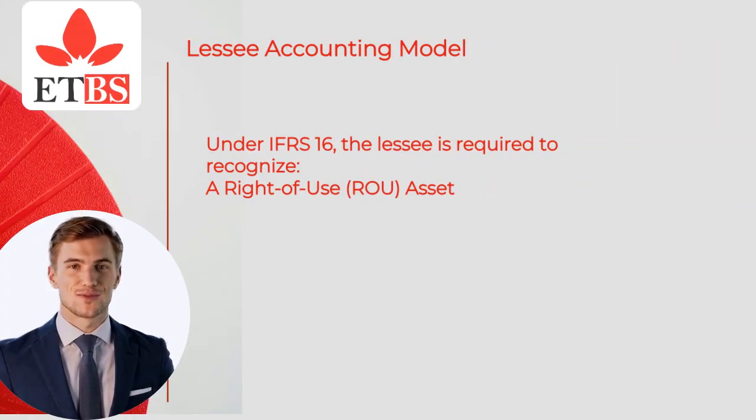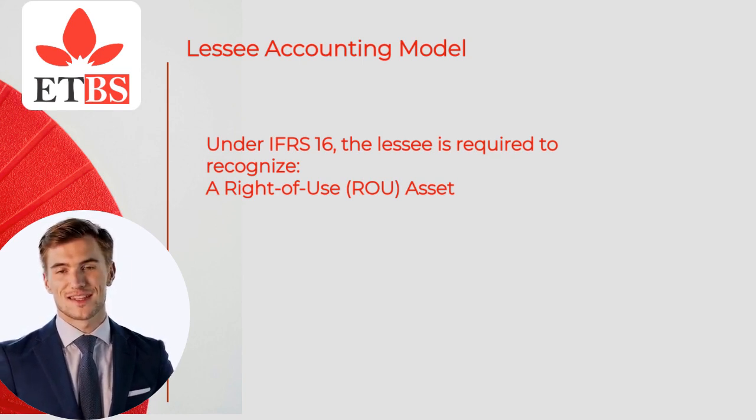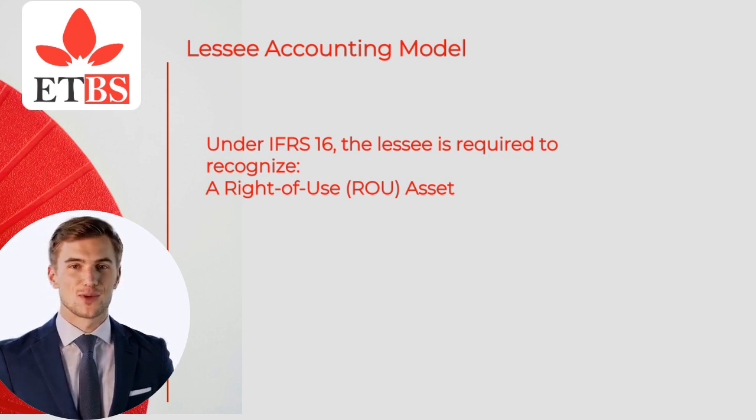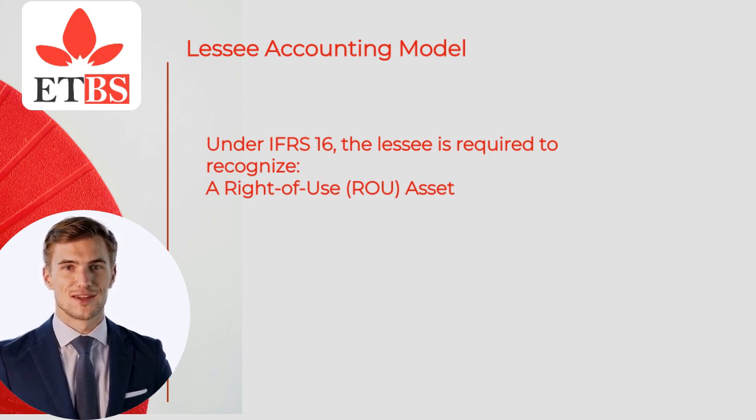Lessee accounting model. Under IFRS 16, the lessee is required to recognize a right-of-use (ROU) asset and a lease liability. Initial measurement, lease liability: present value of future lease payments, discounted using the interest rate implicit in the lease or the lessee's incremental borrowing rate. Lease payments include fixed payments, variable lease payments linked to an index or rate, residual value guarantees, purchase options if likely to be exercised, and termination penalties if lease termination is probable.